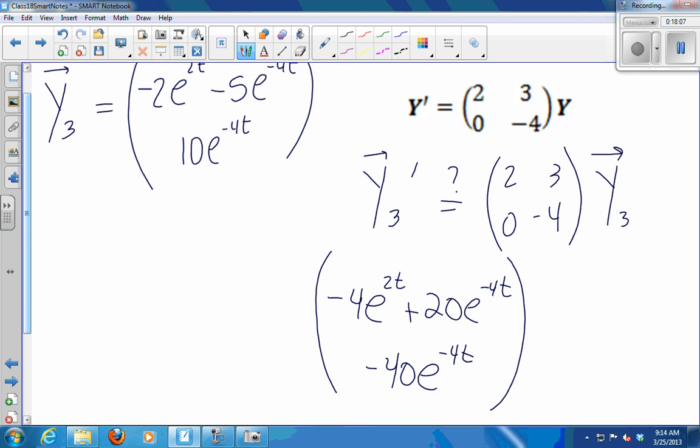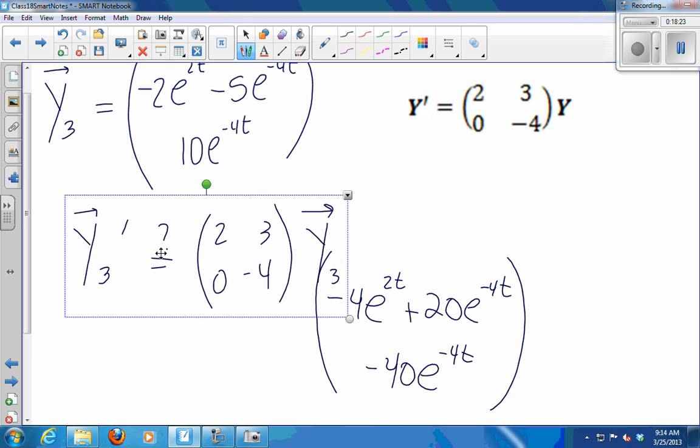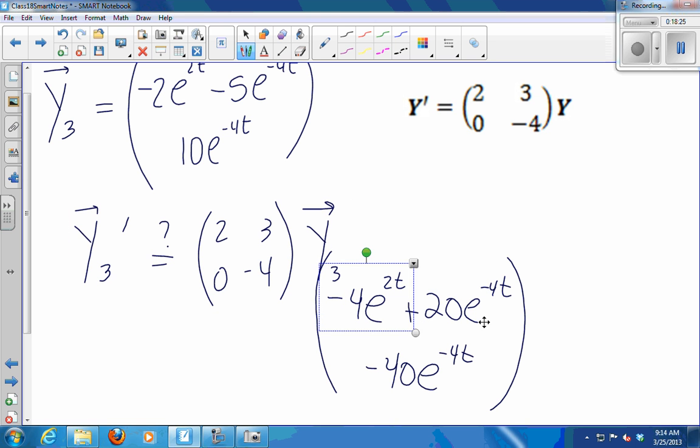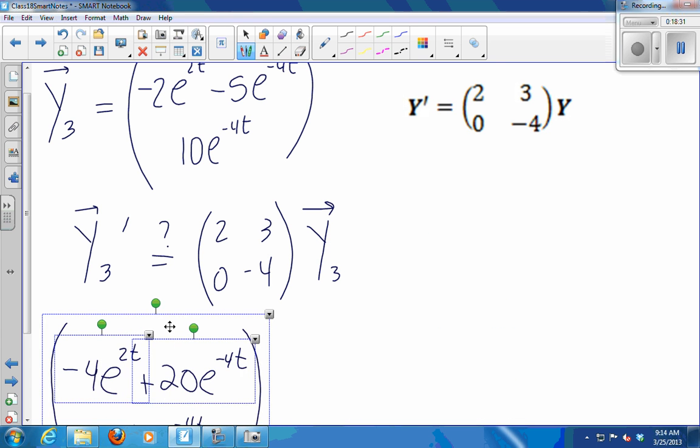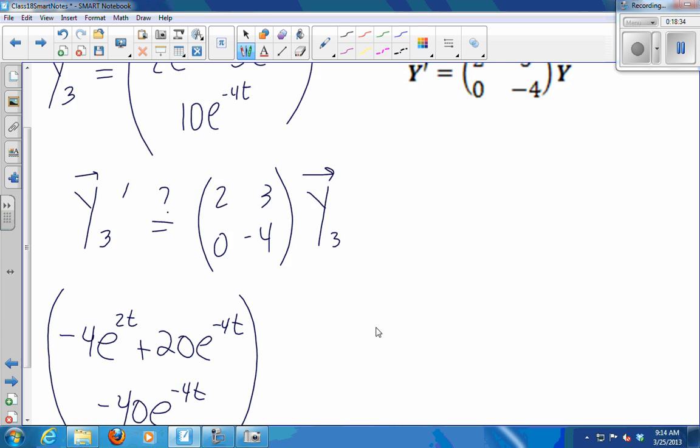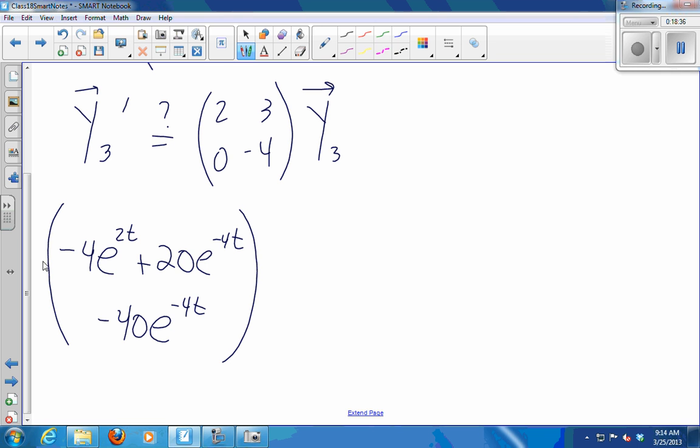I need a little more room. I should have done this somewhere else. There we go. Okay.